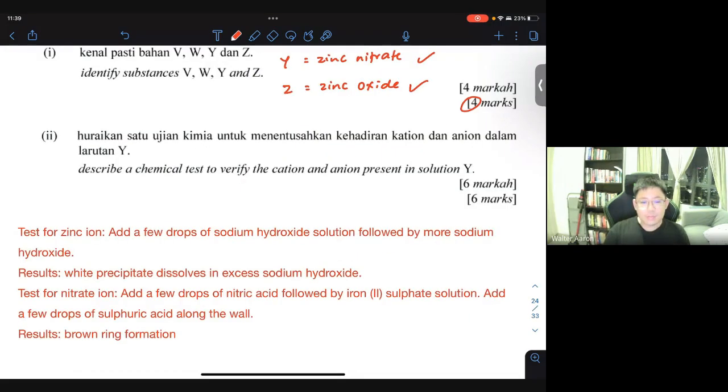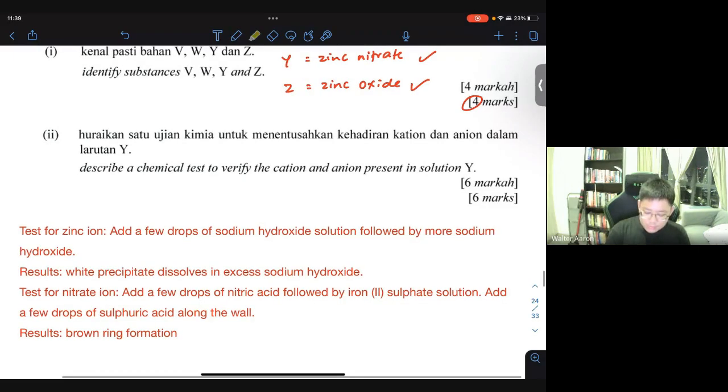They ask you to describe the chemical test to verify the cation. In this case, the cation is supposed to be zinc, the zinc ion.